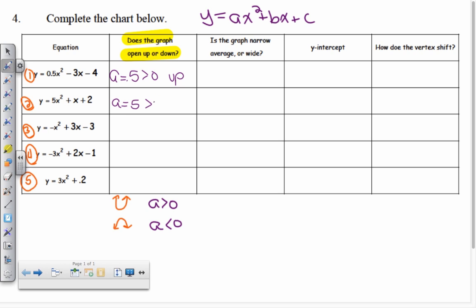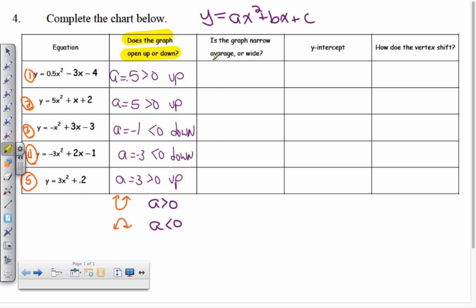5 is greater than 0 again, so this is going to open up. In this case, A is equal to -1, which is less than 0, so this is going to open down. A is equal to -3 here, which is less than 0, and so that's going to also open down. And then this last one, A is equal to 3, which is greater than 0, so this is going to open up. So we can quickly see whether the graphs are going to open up or down.